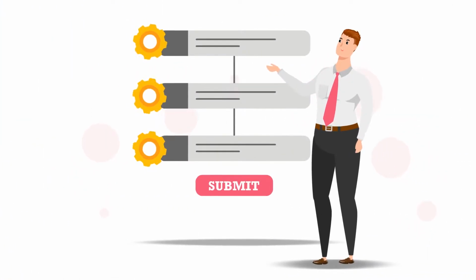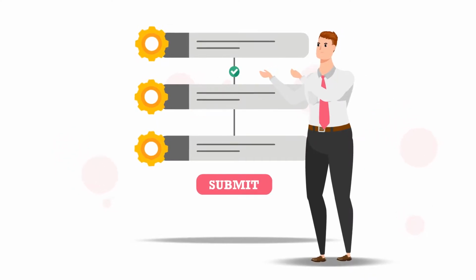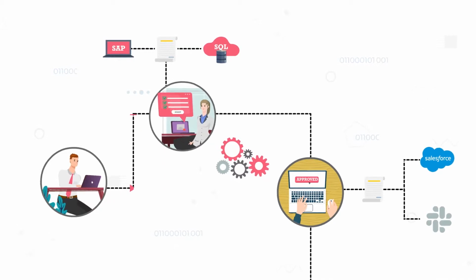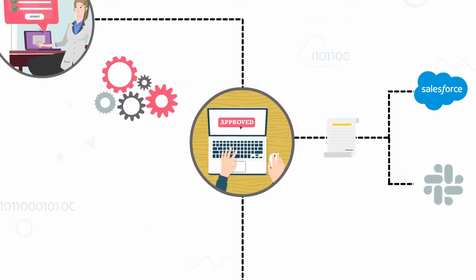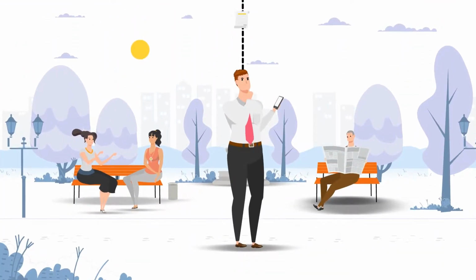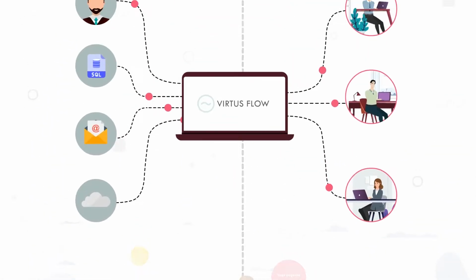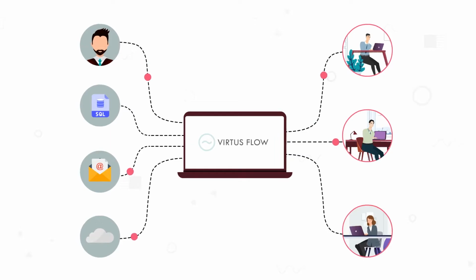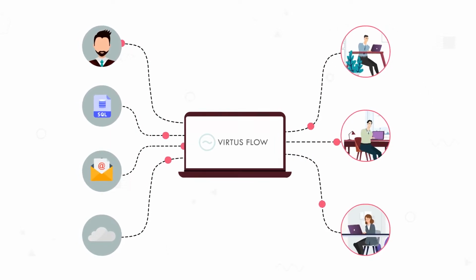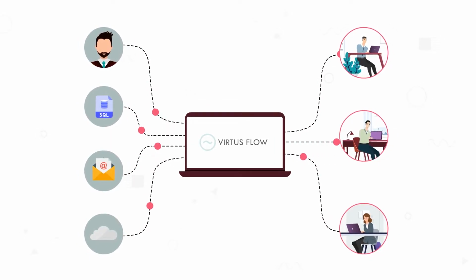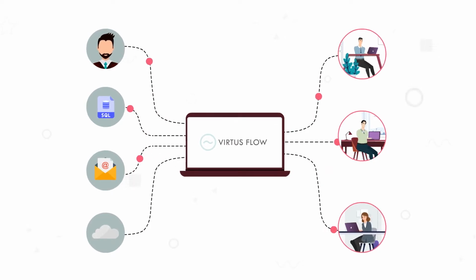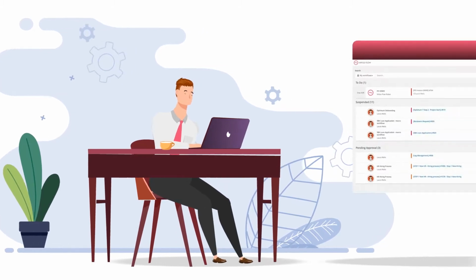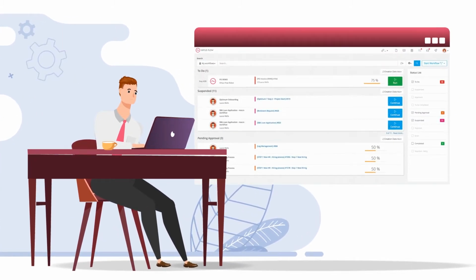Take, for example, a process with multiple approval steps and people involved. You need to use data from different systems, request users to fill out forms, upload documents, and send to different departments. Virtus Flow simplifies it by automatically routing work, pulling data from multiple systems, sending notifications and alerts, storing and sharing information with different departments and people. All from a single dashboard, where you can manage your and your team's work.